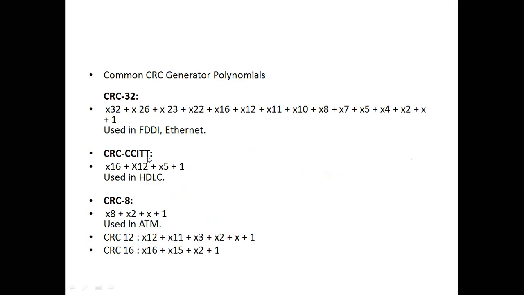So CRC CCITT. At this time the polynomial is coming from x to the power of 16. Okay, and CRC 8 is nothing but like this. This is the polynomial x to the power of 8 plus x square plus x plus 1. CRC 12 means x to the power of 12, x to the power of 11, and so on. And CRC 16, x to the power of 16, x to the power of 15, x square plus 1. So the generator polynomials will be constant values for CRC 32, CRC CCITT, CRC 8, CRC 12 and CRC 16.